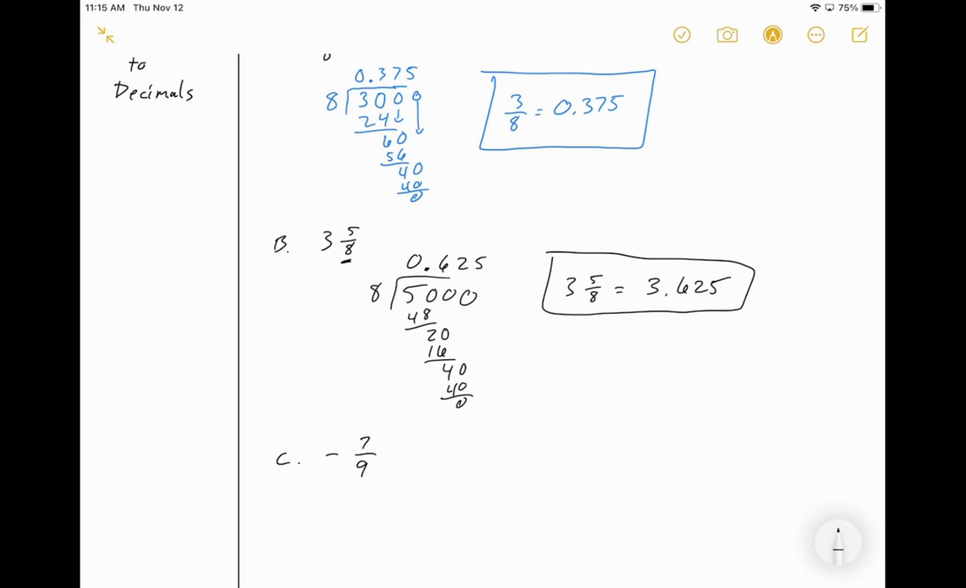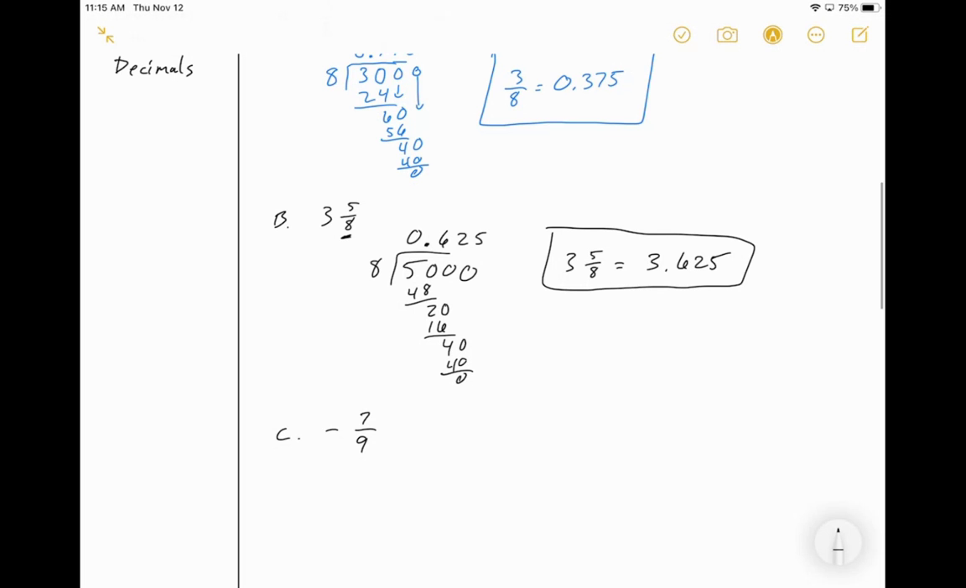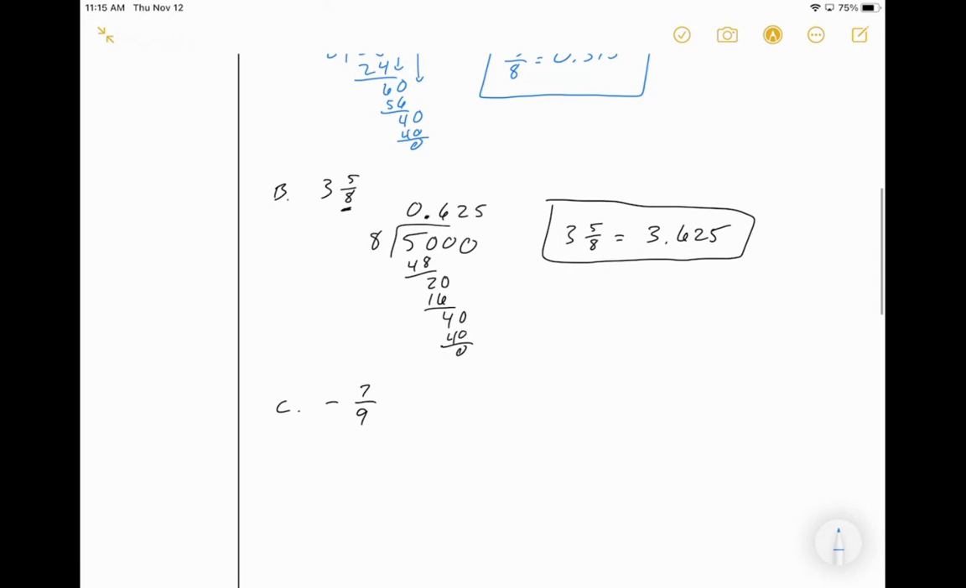Okay. So if I do this one, here we go. I'll do a different color, a little easier to see. Again, the negative, we'll save that for the end, okay? We'll save that for later. Just remember that it's negative. That's one thing you gotta remember. The whole answer will be negative at the end. So I'm just gonna do this.